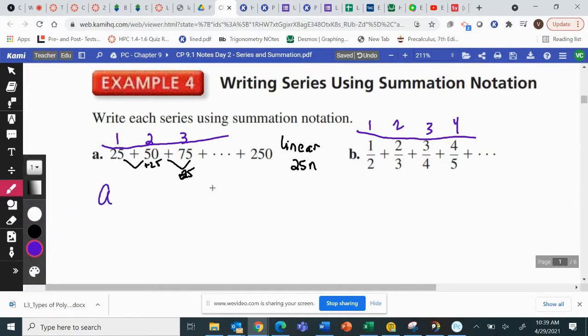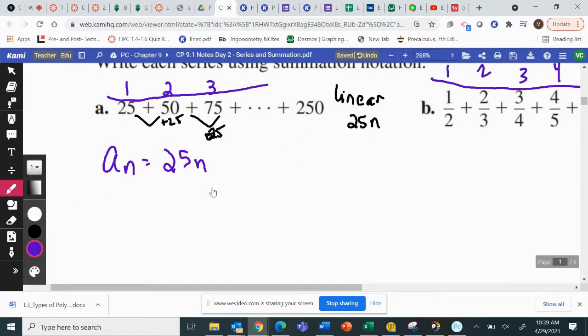So we will get, this is what you were doing last class. We would get 25n. Now we are doing summation notation. So I'm going to think about it the exact same way, only I'm going to have this sigma, and I'm going to pick a variable. The book was using I. They are going to change it up, so I'm going to change it up right now.